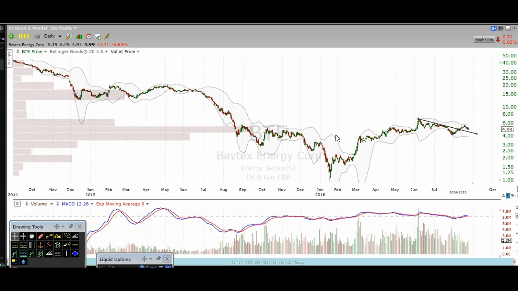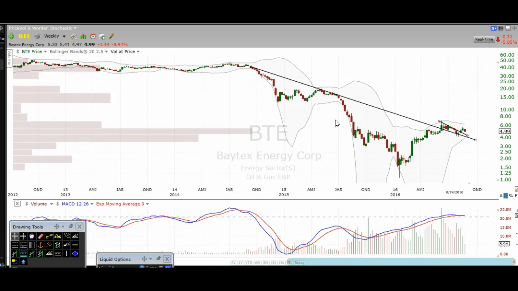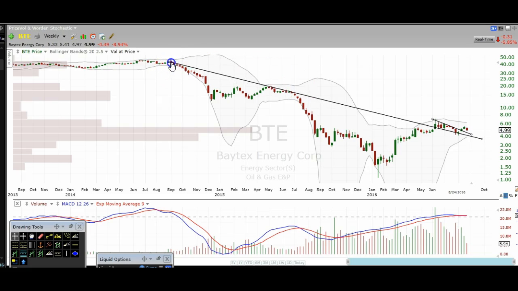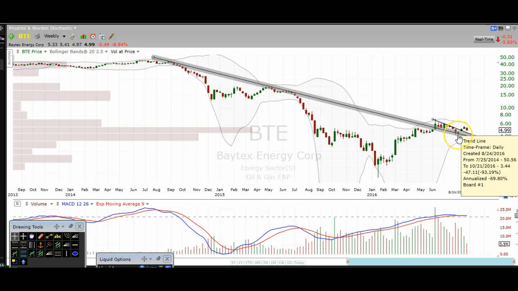Let me get kind of a longer term picture here. If we look at the weekly chart, I'm sure there's some kind of downtrend line. You know what? We're just going to look at the weekly chart. Okay, there you go. So here's that downtrend line. And notice how we broke over it, and that's exactly where we bounced off of. That's exactly where we bounced off of on the weekly time frame.